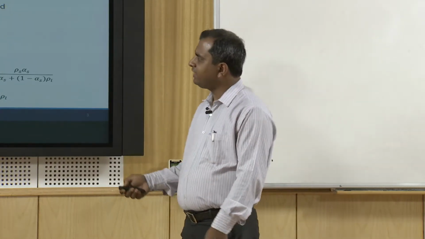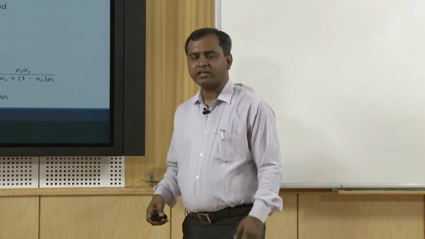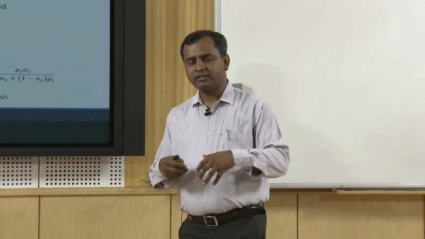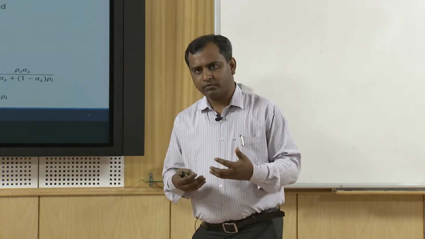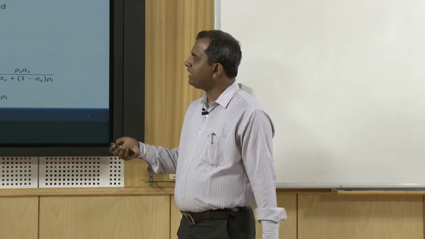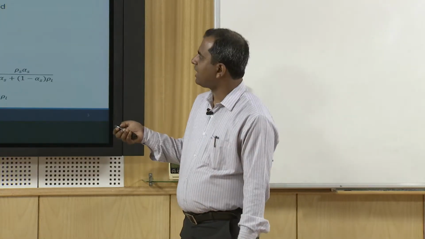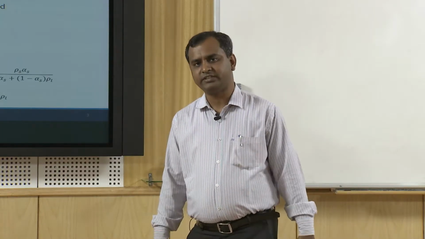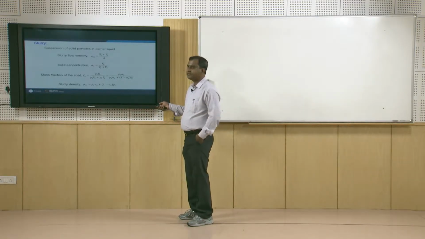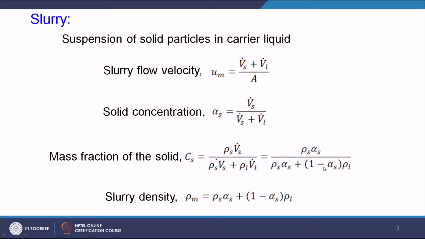In a similar fashion we can define the mass fraction of the solid. Here the solid concentration is in terms of the volume fraction. So, to find the mass fraction of the solid, we have to multiply this alpha S expression with the respective densities. So, Cs is nothing but V dot S into rho S to get the mass of the solid divided by the whole mass. The whole mass will be rho S into V dot S plus rho L into V dot L.